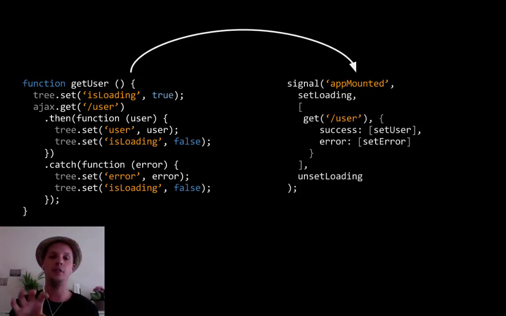And a signal takes arguments, and the arguments are normally functions. So an action in a signal is basically just a function, and it's a pure function. We will see those actions very soon. So in this example, we have an action called setLoading, which will set the loading state of the application. Then we have an array, and an array indicates that the actions inside this array are asynchronous.